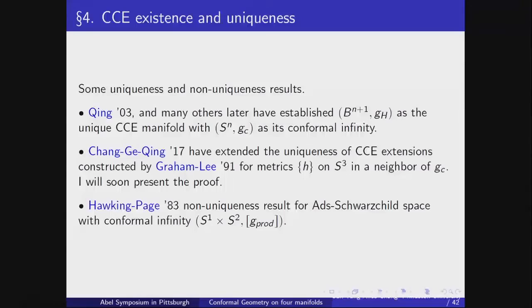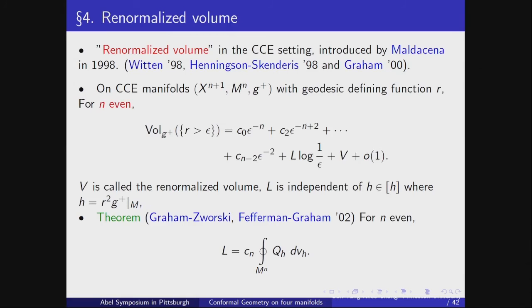And on the other hand, there is also a non-uniqueness result. That makes the subject interesting, and that's the construction by Hawking and Page. So given the same conformal infinity, there are different ways of conformal filling-in.